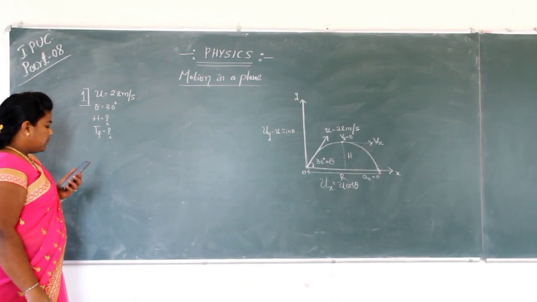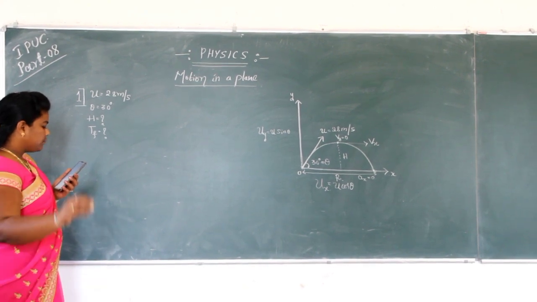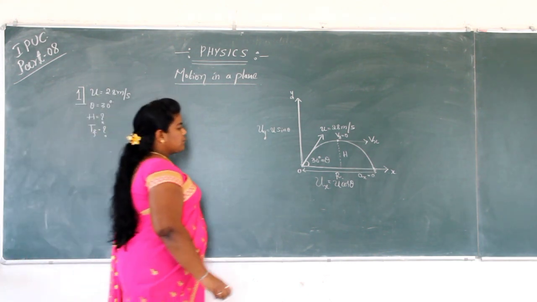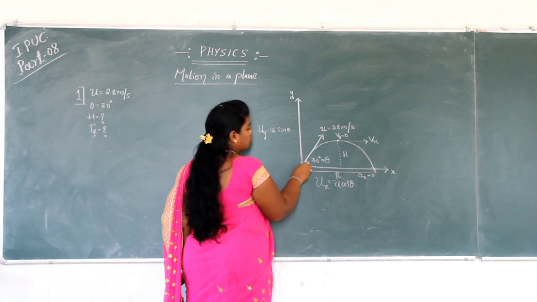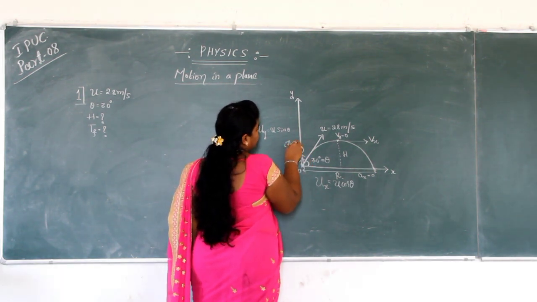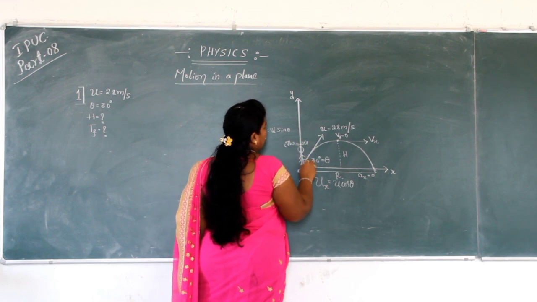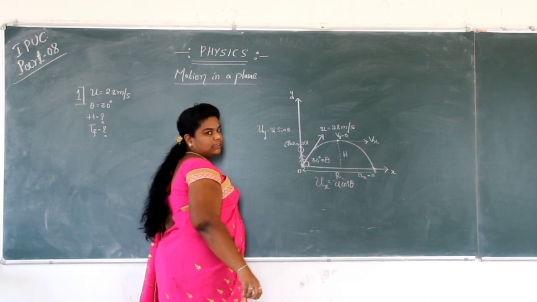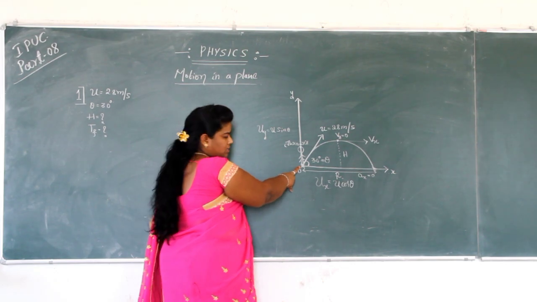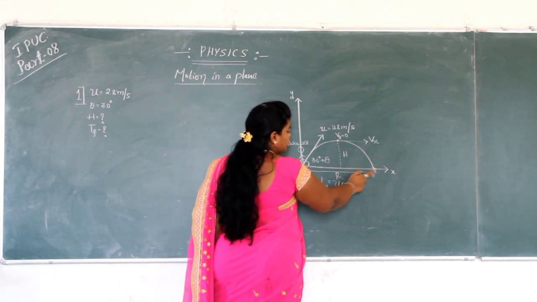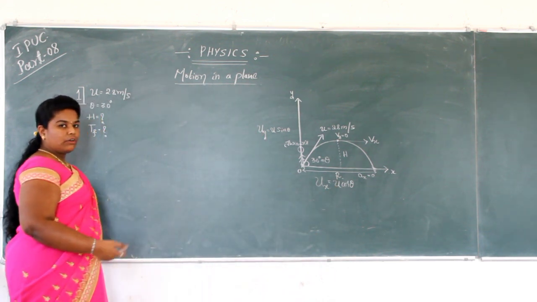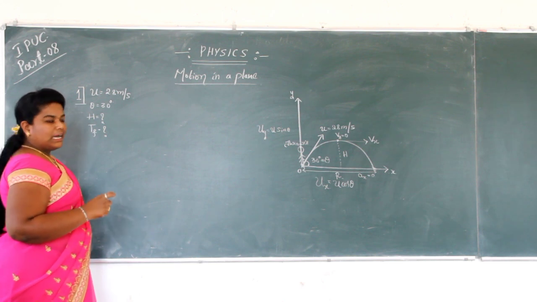Next, third one is the distance from the thrower to the point where the ball returns to the same level. See, distance from the thrower, it means from where we threw the ball. The thrower is here, so from here to the last point, where the ball reaches the same level, they are asking for the distance of this point. So this distance is called the horizontal range.